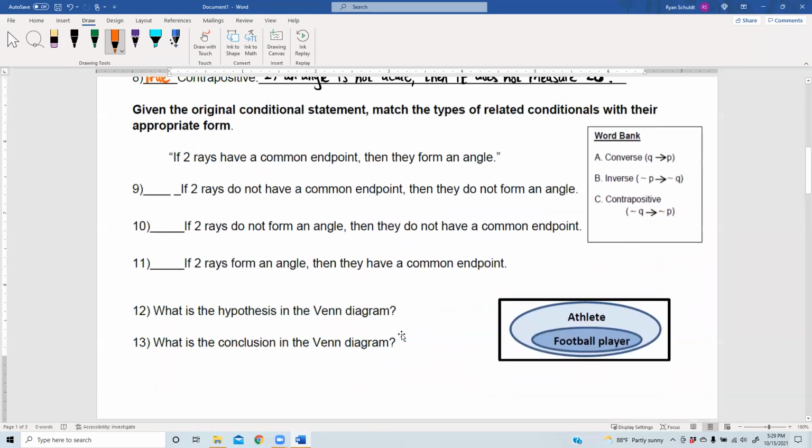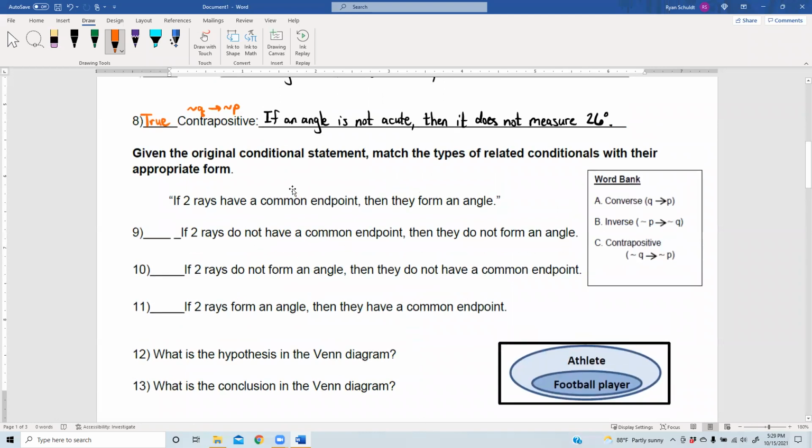Okay, so now they give us another sentence, and we have to match the statement with the type of conditional that it is. So here's our original. What I would recommend doing is figuring out on the original what's P and what's Q. So if two rays have a common endpoint, then they form an angle. Again, your if tells you that the hypothesis is coming up. So two rays have a common endpoint. That's our P.